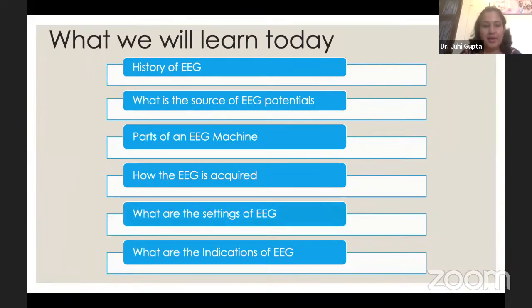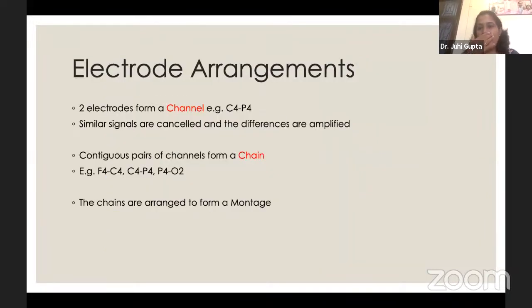So coming to the next part, what are the settings of a typical EEG? To understand the settings, let us get familiar with 2 or 3 terminologies. What is a channel? So far I've been discussing electrodes. 2 electrodes form a channel. For example, C4 and P4 together form a channel. In a differential amplifier, the similar signals are cancelled and the differences are amplified. So what you look at in the EEG graph are the channels. The contiguous pair of channels form a chain, and the chains are then arranged to form a montage.